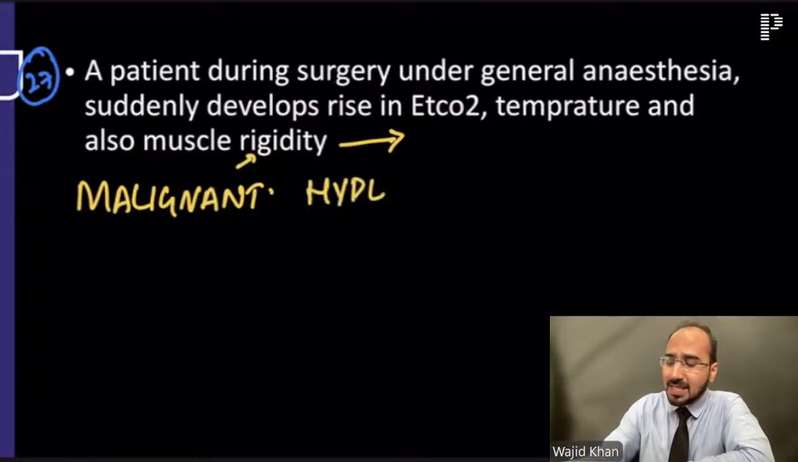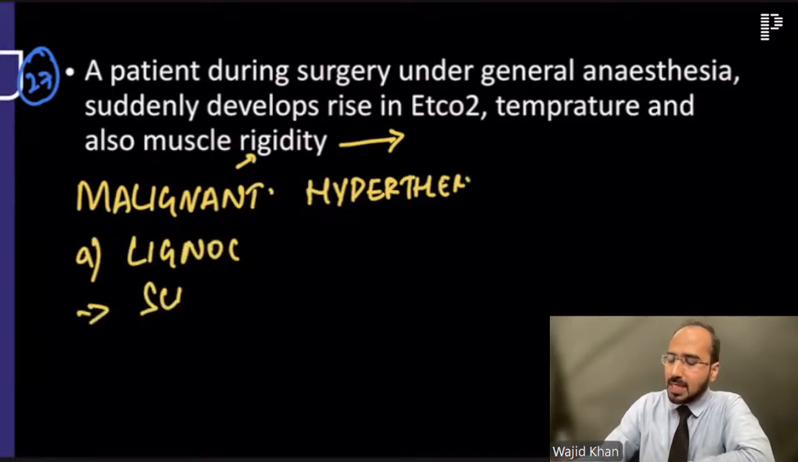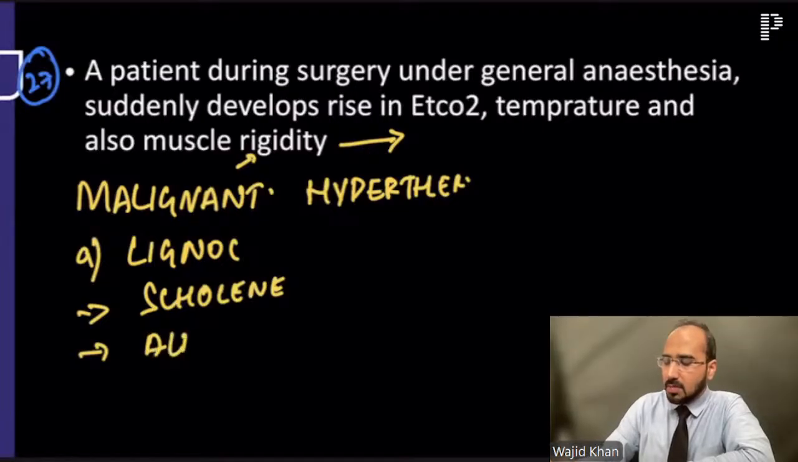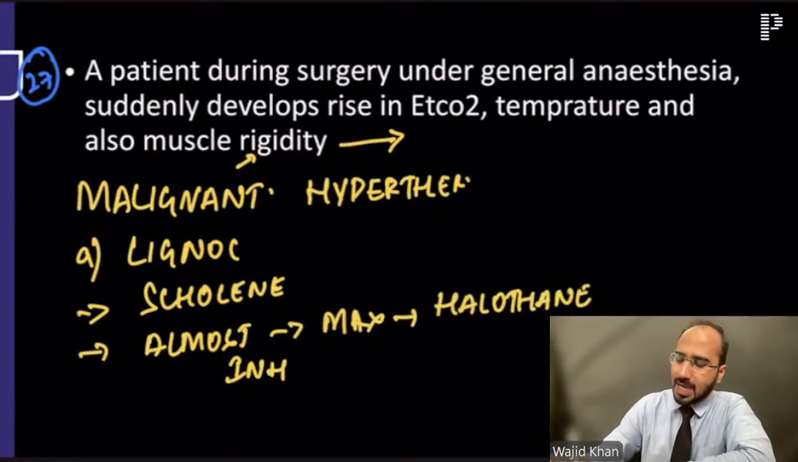Now, what are the things in anesthesia that can cause malignant hyperthermia? There are many triggers, sir. What triggers? Lignocaine can cause malignant hyperthermia. Apart from lignocaine, succinylcholine causes malignant hyperthermia. Remember, almost all inhalational agents cause malignant hyperthermia. Maximum incidence of malignant hyperthermia in inhalational agents is seen with halothane. So these are some triggers of malignant hyperthermia.